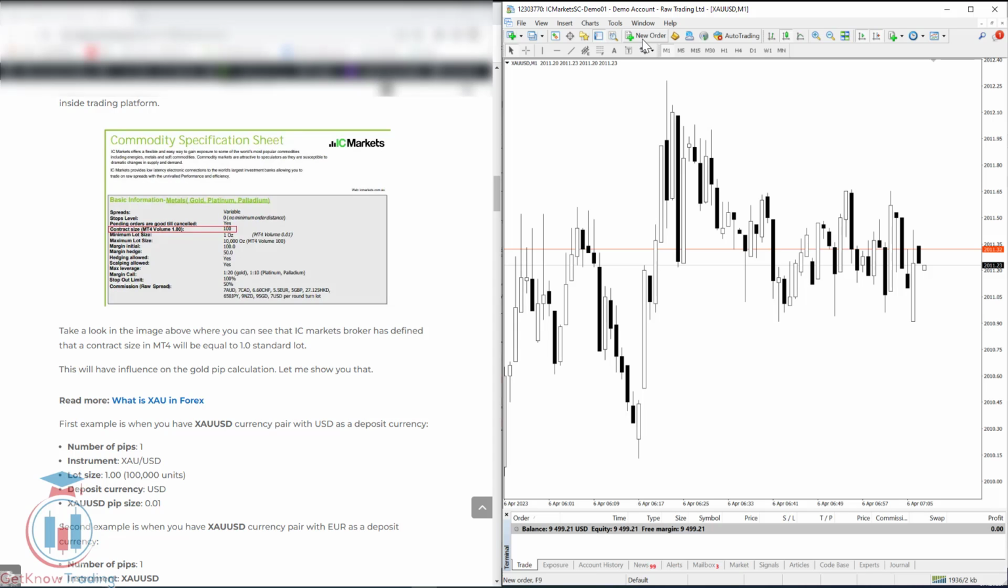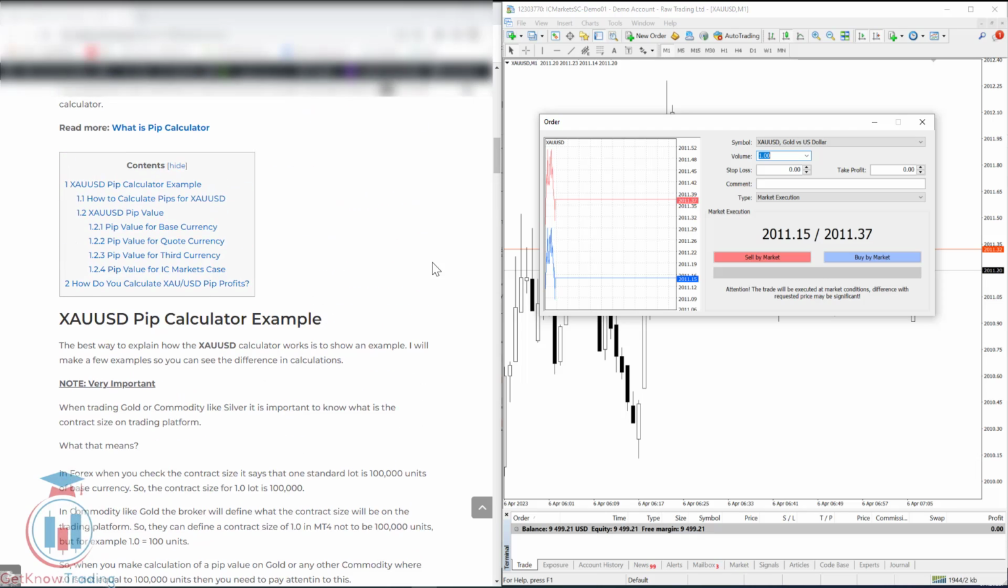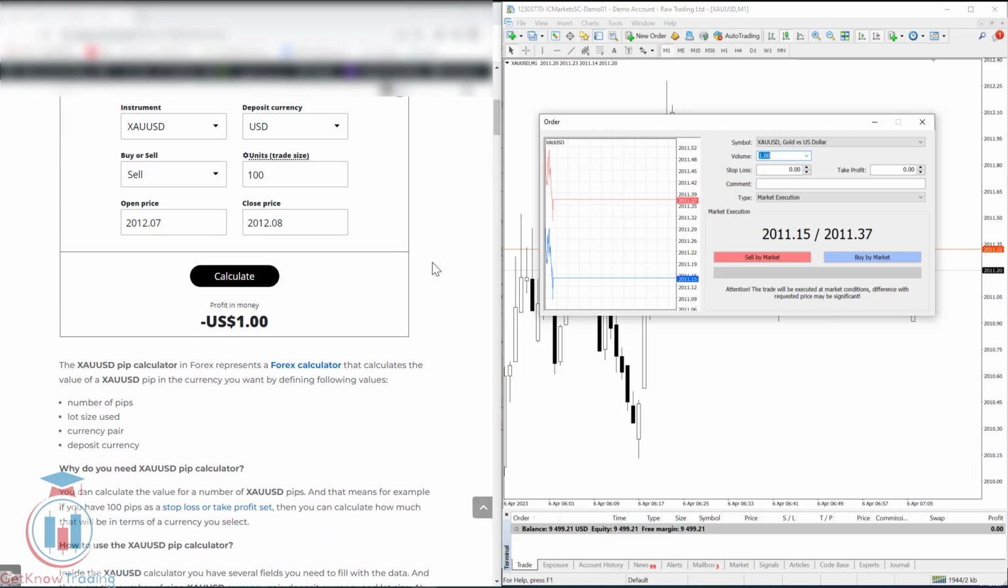So when you go into the trading platform and click open a new order, here you have defined lot sizes or the volume. In case of 1, which is one standard lot, this will mean 100 units of a base currency. So this is very important in defining the calculation of the pip in each currency symbol. In this case it is gold.